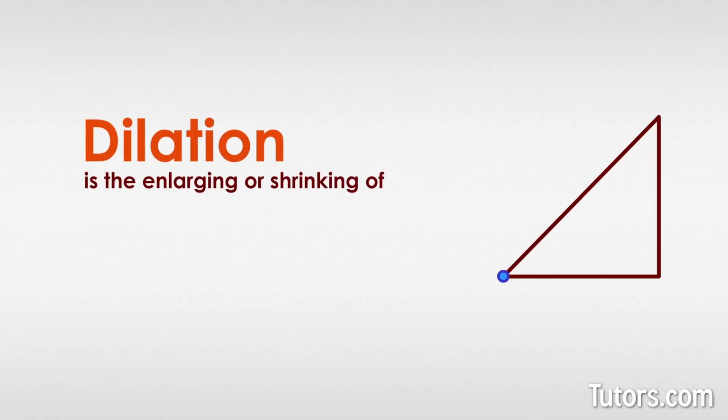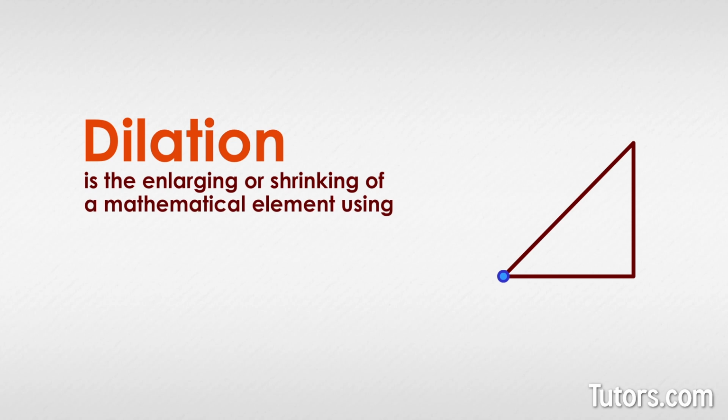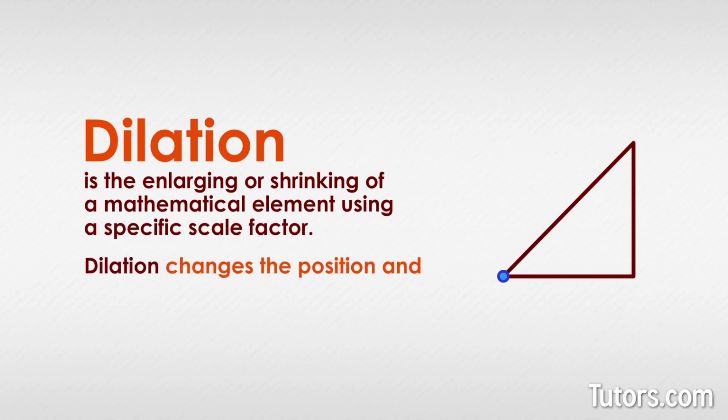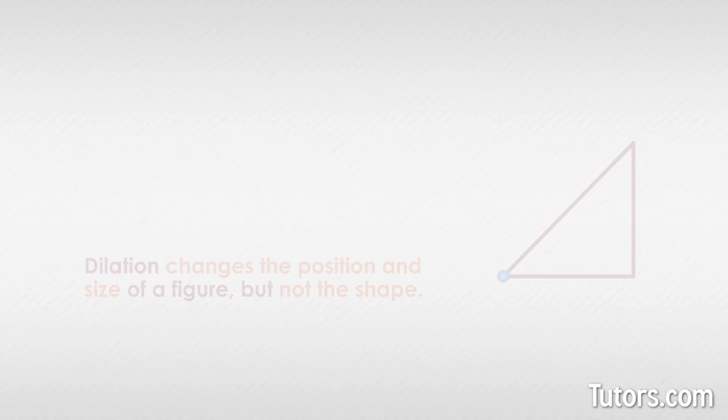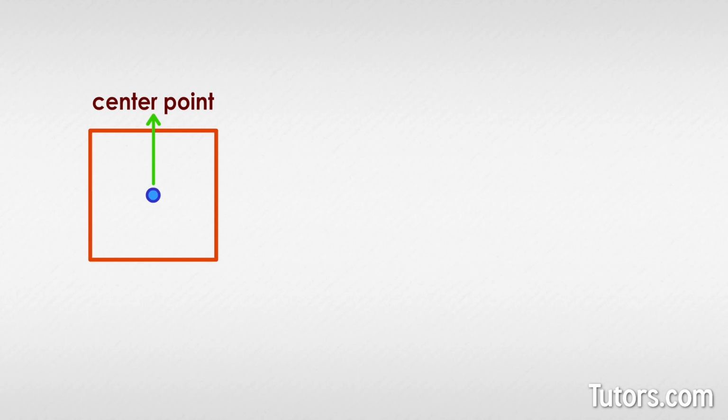Dilation is the enlarging or shrinking of a mathematical element using a specific scale factor. Dilation changes the position and size of a figure, but not the shape. Dilation is one of the 5 major transformations in geometry. All dilations begin with a center point.